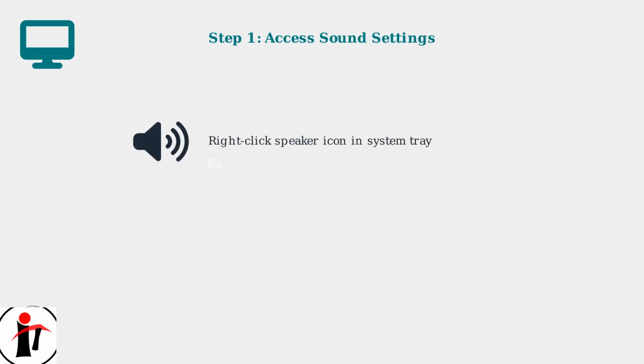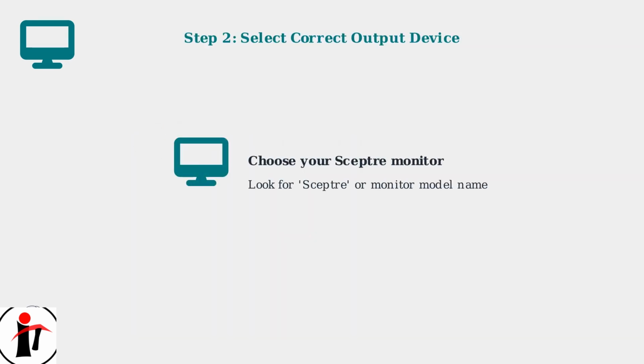First, right-click the speaker icon in your system tray and select Open Sound Settings. This opens the Windows Sound Settings window, where you can see all available audio output devices. In the Output section, ensure your Sceptre monitor is selected as the audio output device. Look for your monitor's name or model number in the device list.